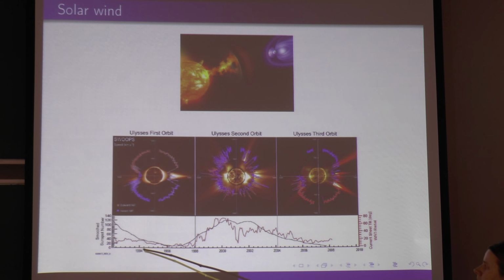Here we have low solar activity, solar minimum, with a very low number of sunspots on the photosphere. And at the maximum of solar activity, we have a more or less symmetric distribution of solar wind speed.